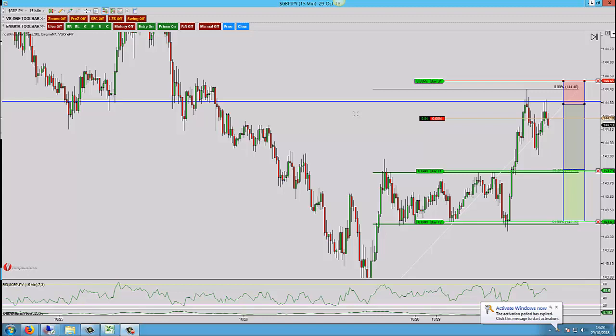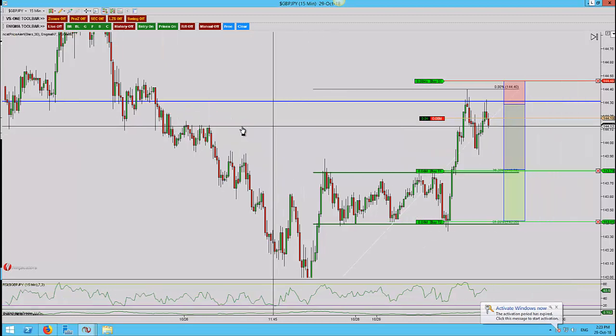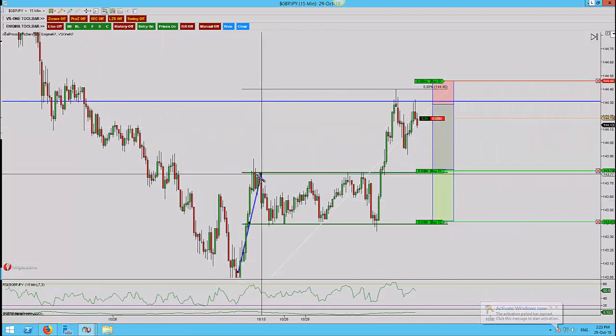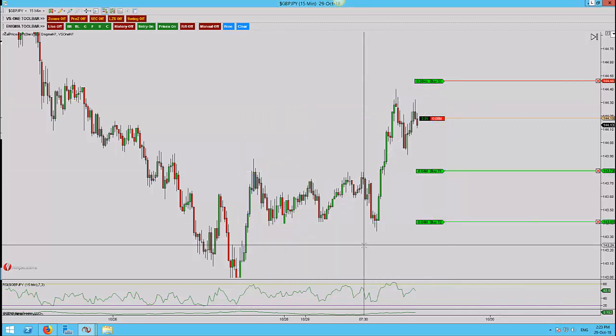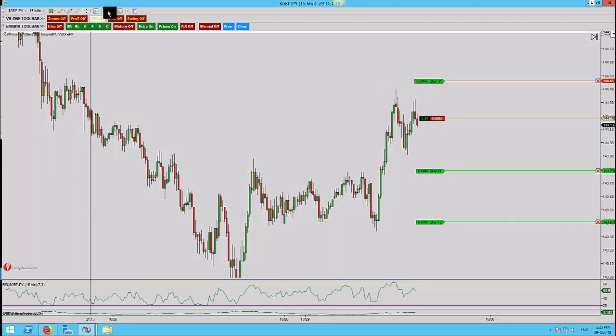Now if you're following me today, you'll notice that I've already had a winner on the pound yen for 57 pips, and it was this high and tight flag that you can pretty much see here. And what has happened then is that has actually turned into an AB equals CD pattern.